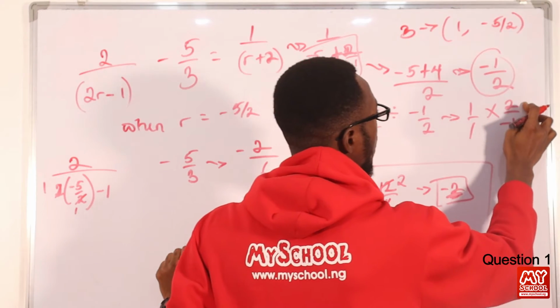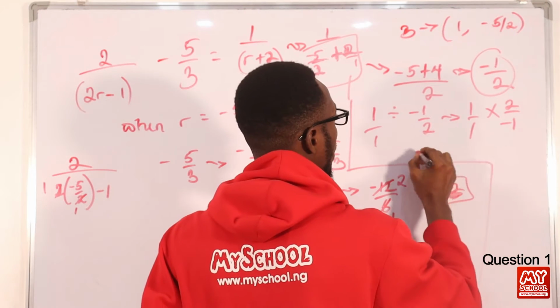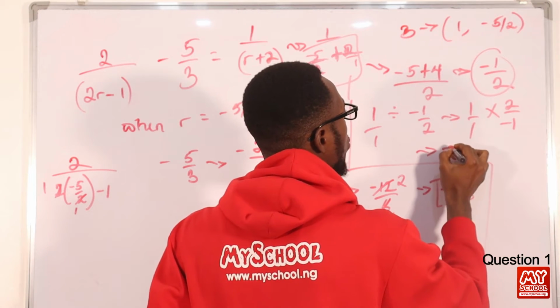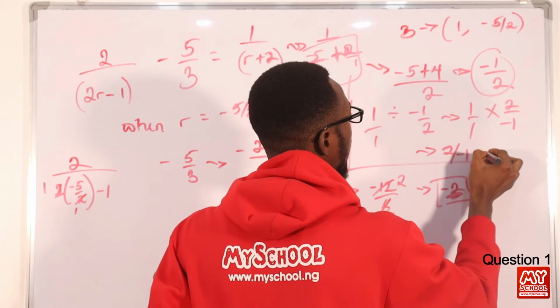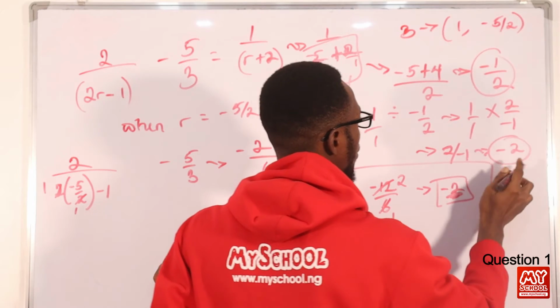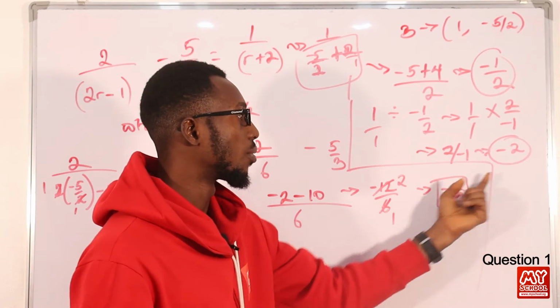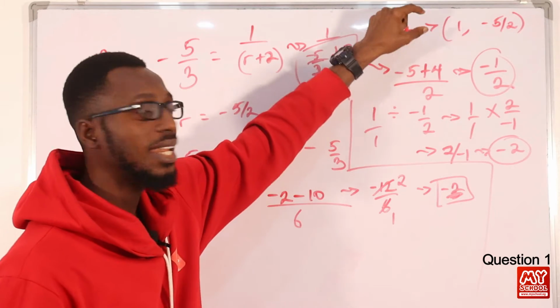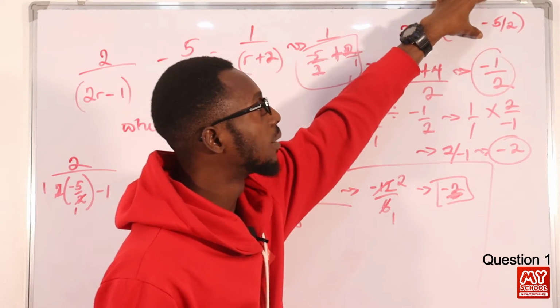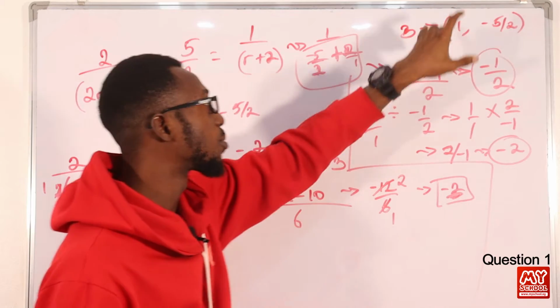So 1 times 2, that is 2. 1 times 1, that is minus 1. So I have 2 over minus 1, that is minus 2. So we can see that what we got on the left-hand side is the same thing as what we got on the right-hand side. So clearly, 1 and minus 5 over 2, they are factors of R.